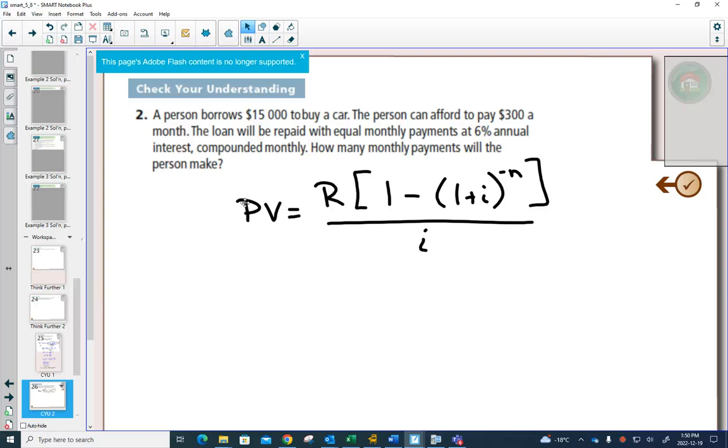I love this example because this is very real life and very close for a lot of you. Some of you are going to be thinking about buying a car, and the interest rates that are available.